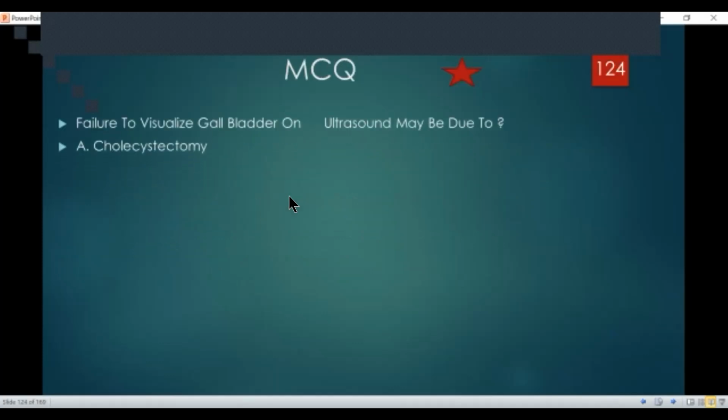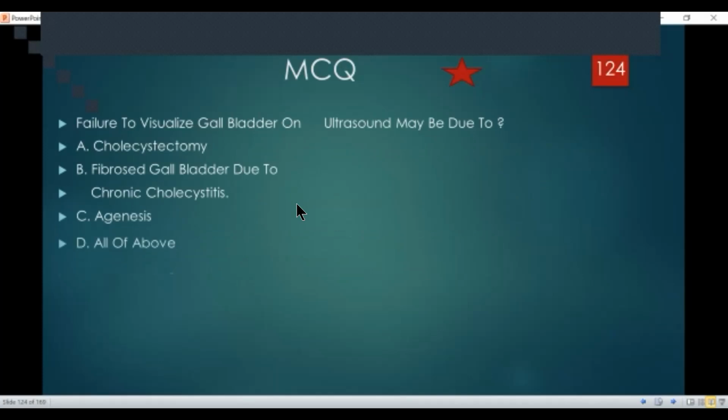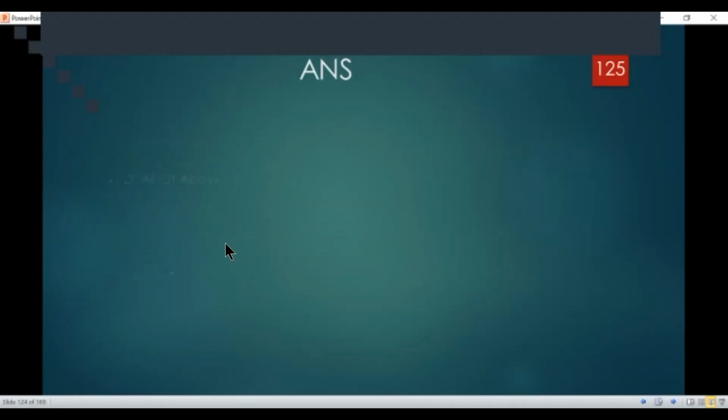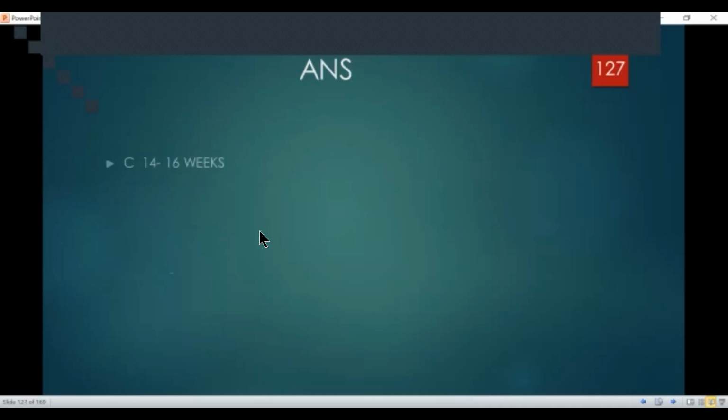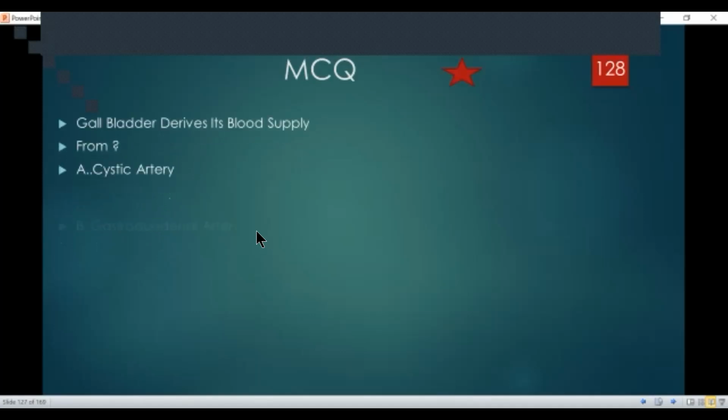Failure to visualize the gallbladder on ultrasound may be due to, it may be all: cholecystectomy, fibrous gallbladder due to chronic cholecystitis, agenesis. All. Fetal gallbladder can be seen earliest in most of the fetuses by, yes, it is 14 to 16 weeks. Gallbladder derives its blood supply from both the cystic artery and the gastroduodenal artery.